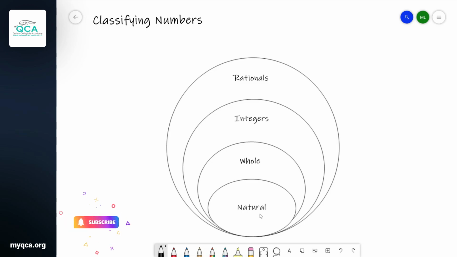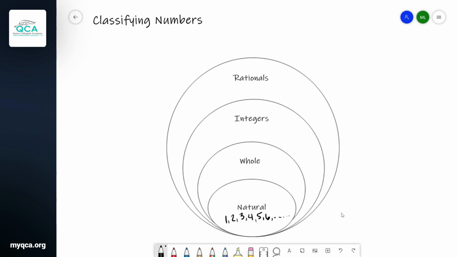So at the innermost circle of our chart, we have the natural numbers. Natural numbers are our counting numbers. So how do you count? You count 1, 2, 3, 4, 5, 6, and you go on and on and on up until infinity. Alright, so those are natural numbers. Think of them as counting numbers.